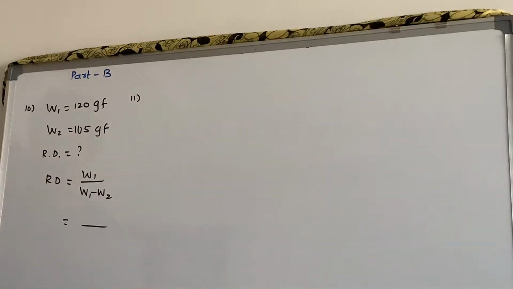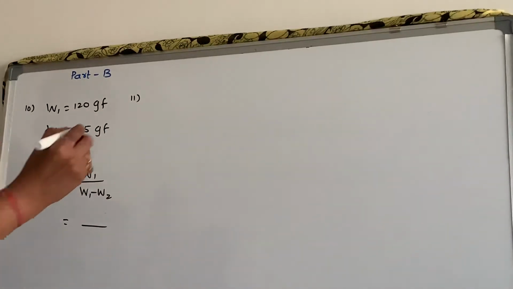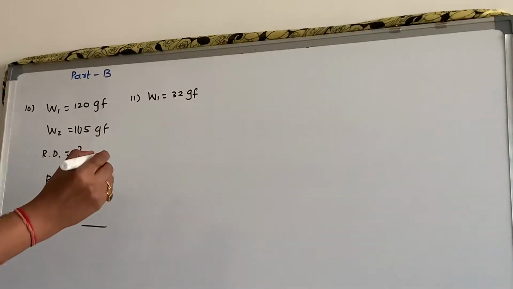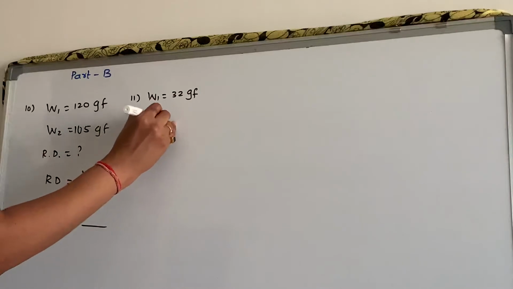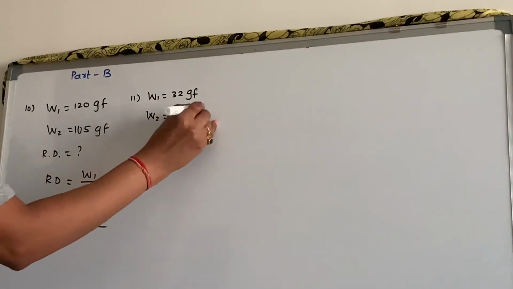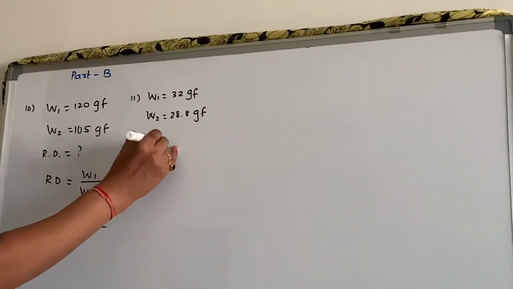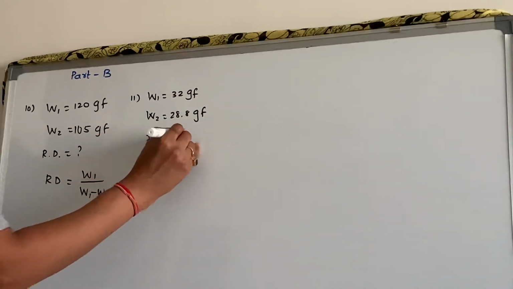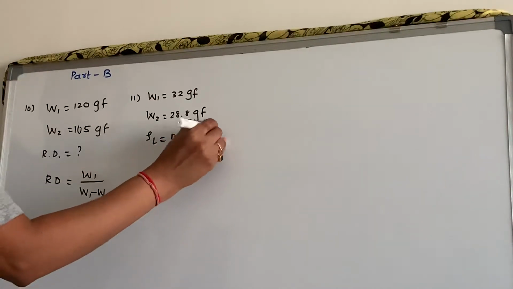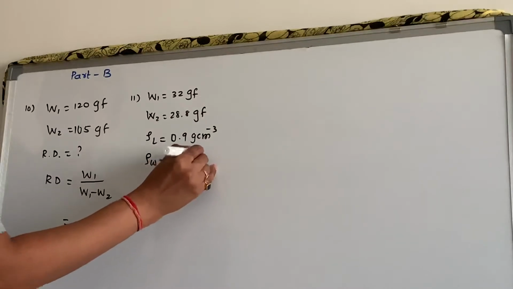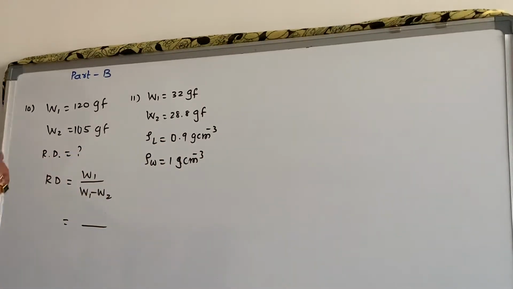11th is different. A solid weighs 32 gf in air. W1 is given as 32 gf. And W2 is given as 28.8 gf. That is weight in water. Find the volume of solid, RD of solid, and weight of solid in a liquid. Density of liquid is given as 0.9 gram per centimeter cube. Density of water is 1 gram per centimeter cube. Right? They want weight of solid in liquid.